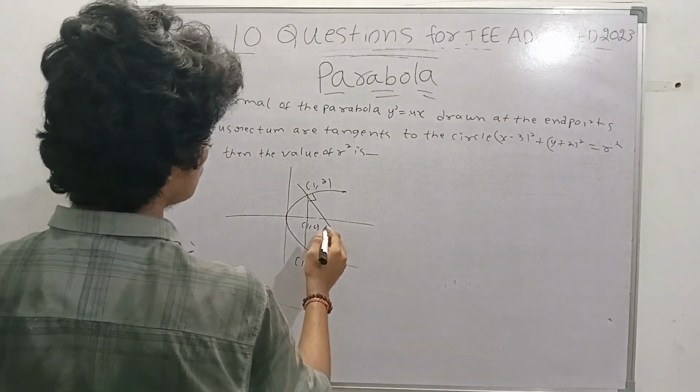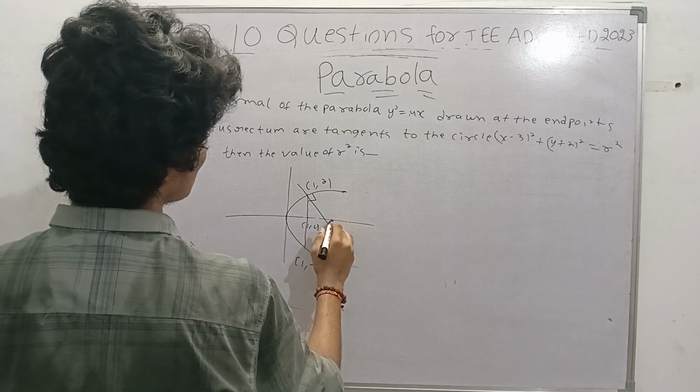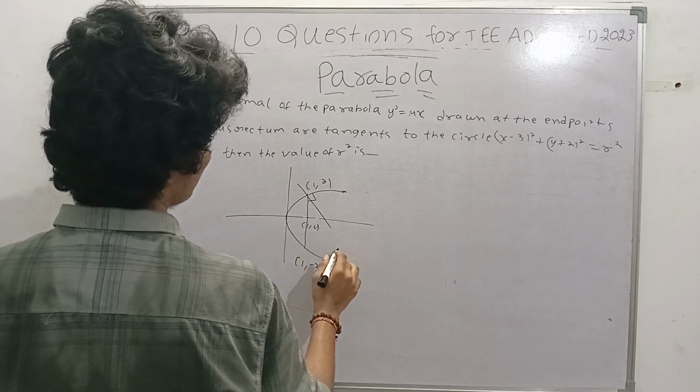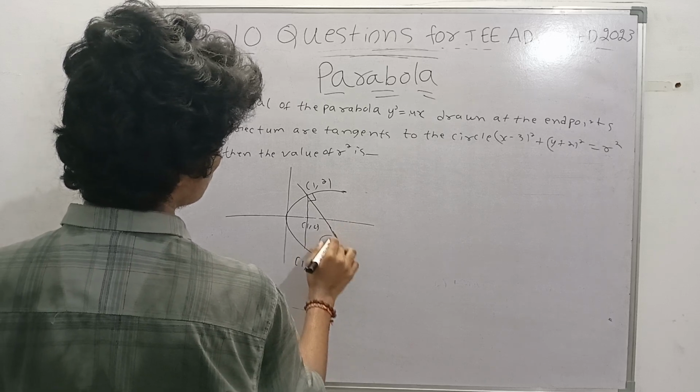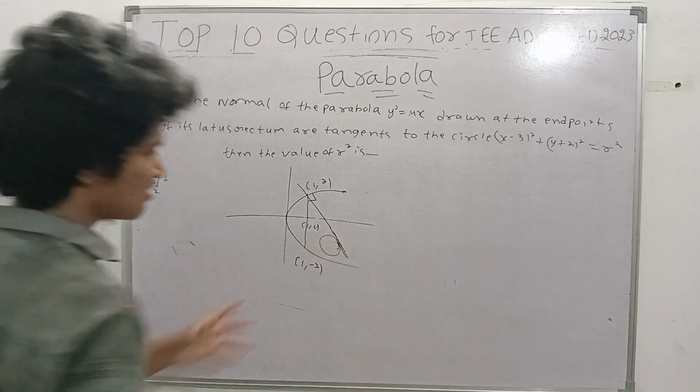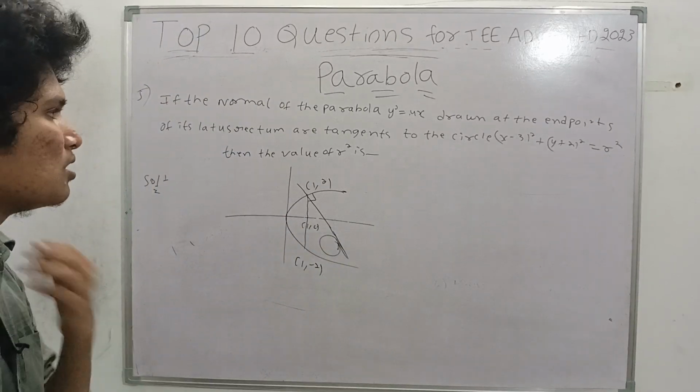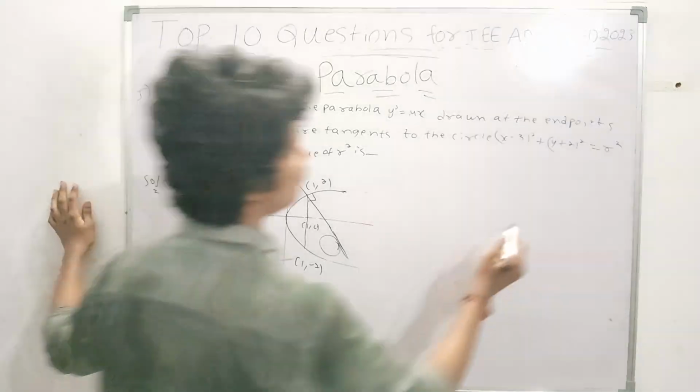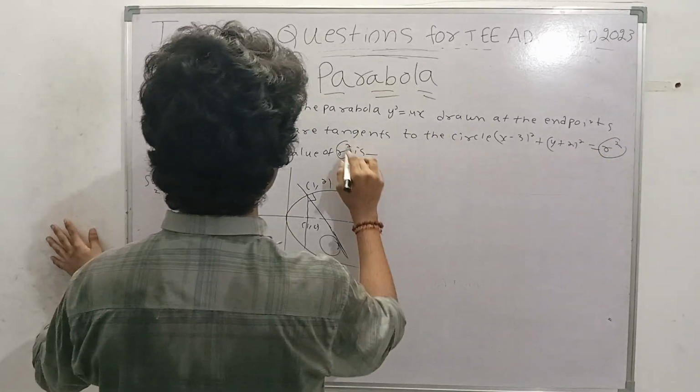3, minus 2 is here. It will be tangent for this circle, like this. Suppose it is a circle, it will be tangent like this. So now they are asking what is the value of r square.